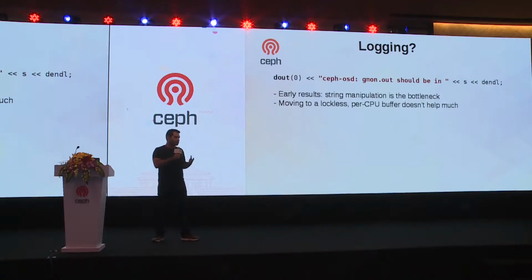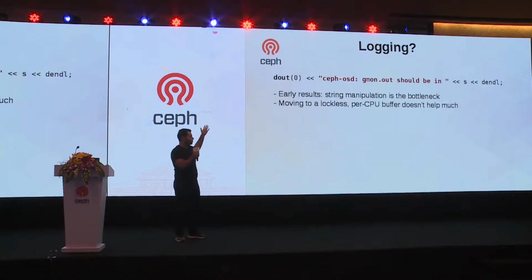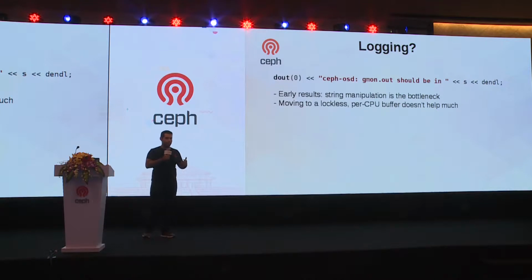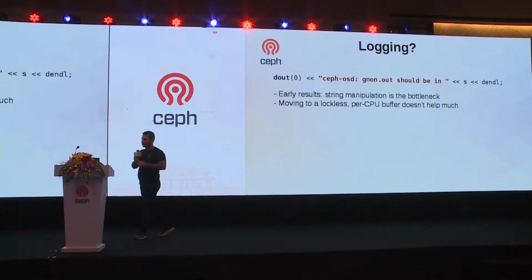It's pretty efficient. And I didn't see any difference between dout, or logging in Ceph, which uses locking, and I think it uses a linked list to keep track of logs and then flushes them at a later time. I didn't see any improvements, which means that the bottleneck is string manipulation. This is just what I think it is. I wasn't able to dig a lot further than that, but from early results, this is what it looks like.